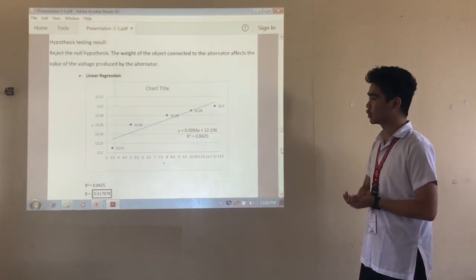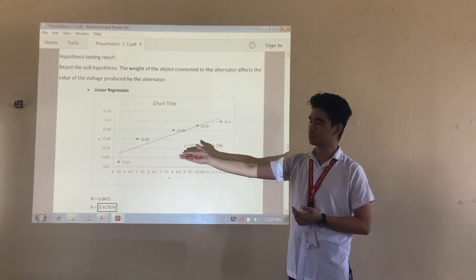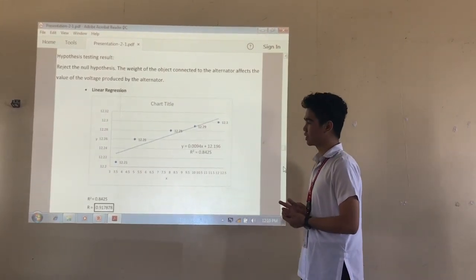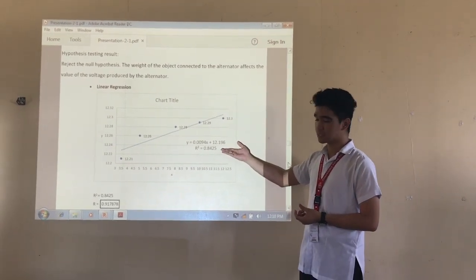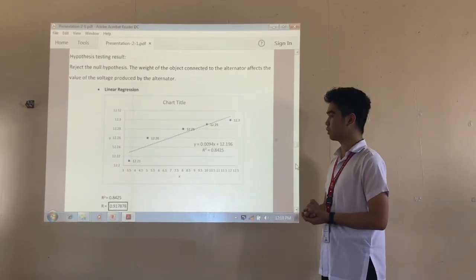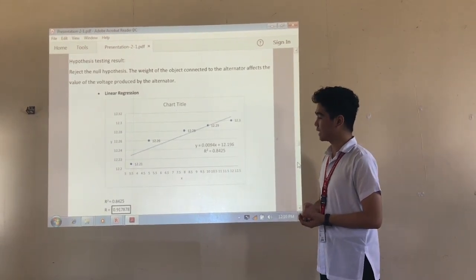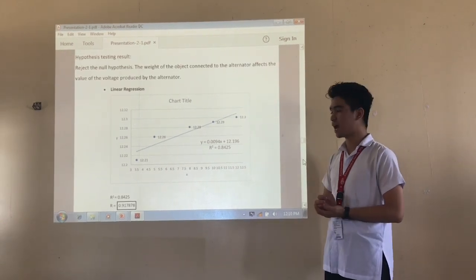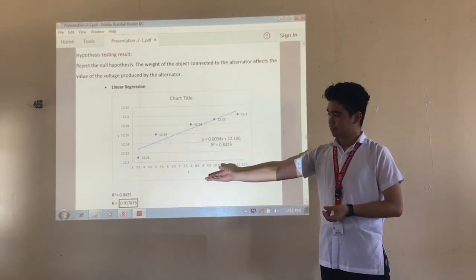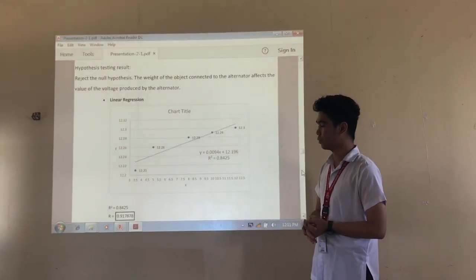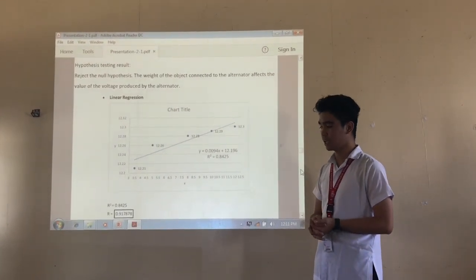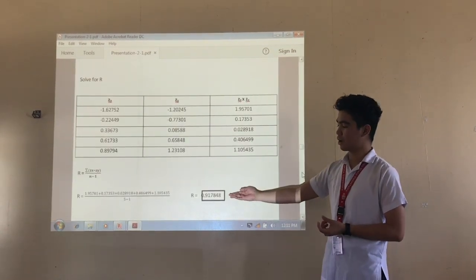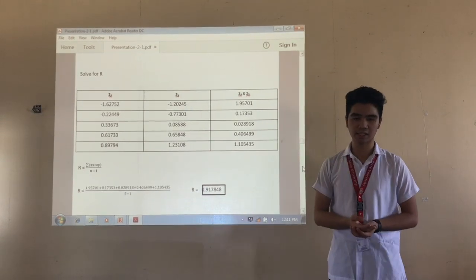Ngayon po, linear regression. Kung makikita naman po natin ay halos yung ating data ay magkakalapit ang points. So, as we input sa Excel, ang lumabas po na r squared ay 0.8425, and we took the square root of the r squared na lumabas po 0.917878, which is halos kahawig po ng ating r sa hypothesis testing.